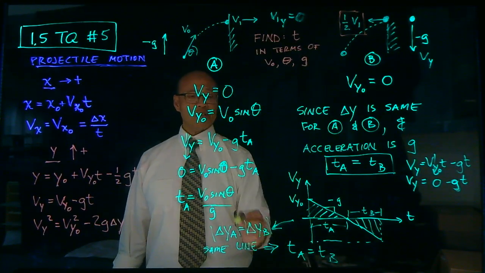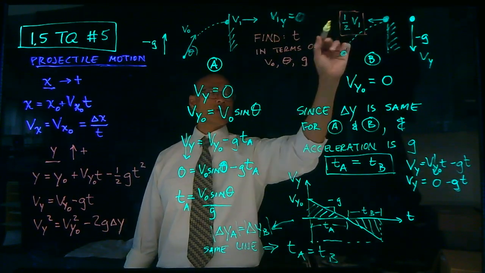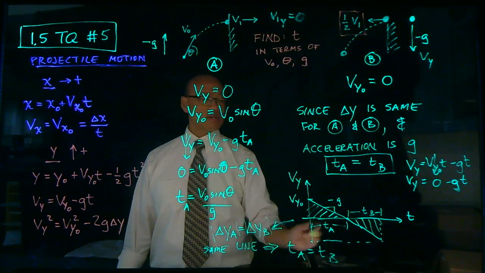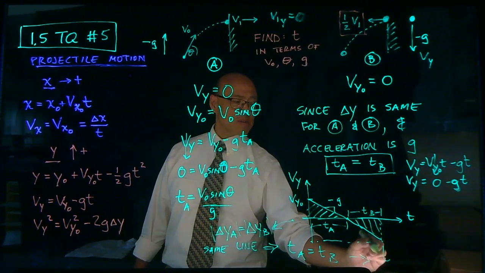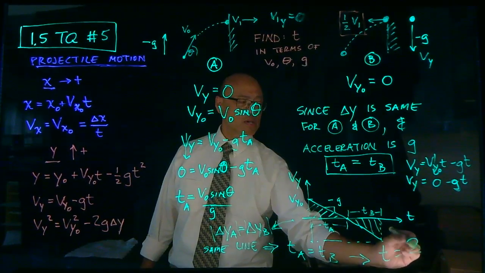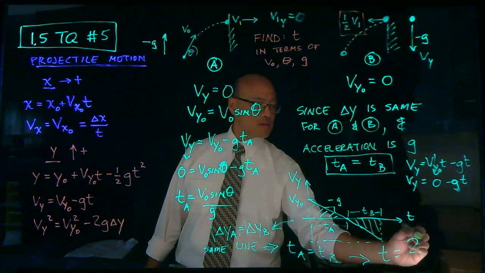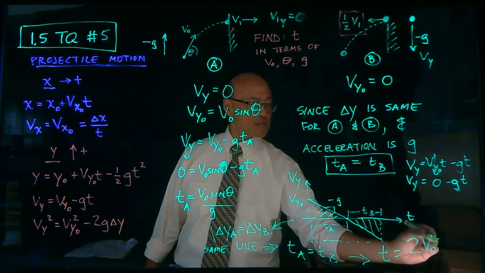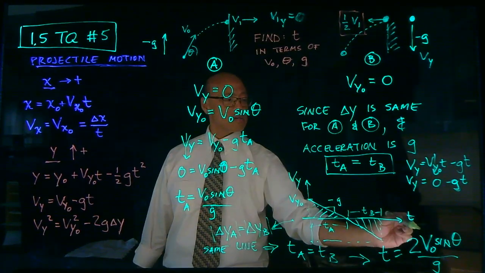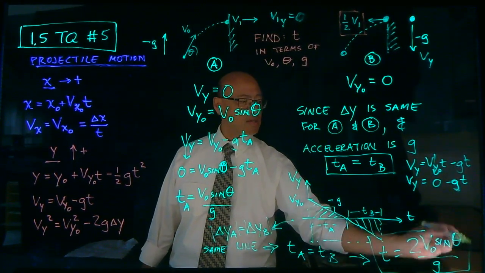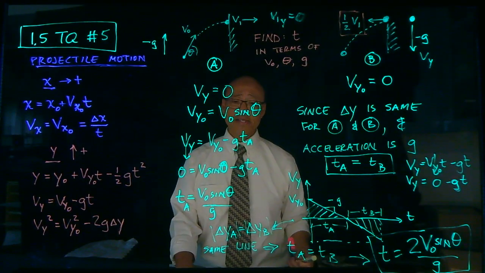So if TA equals TB, then how long does it really take me to go from launch all the way up and come back down? Home free, right? The total time T is just going to be 2 times the amount of time it took me to go up, which is this guy. 2 V naught sine theta over g. And this is why that answer is the answer. And that is number 5.